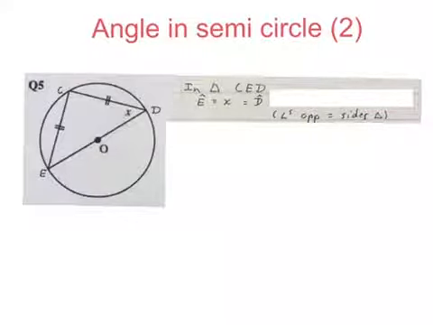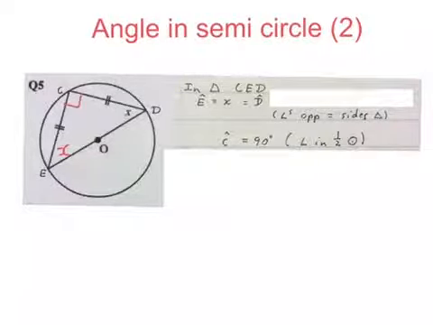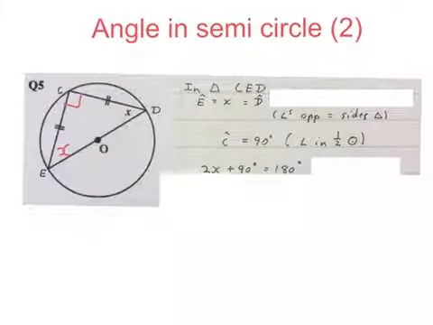We'll start by saying in triangle CED, this whole big triangle, angle E is equal to x is equal to angle D. And your reason is angles opposite equal sides of a triangle. Then we'll write angle C is equal to 90 degrees, angle in half a circle. I always like to write my information in on my sketch. Remember, we're still busy in this triangle CED.